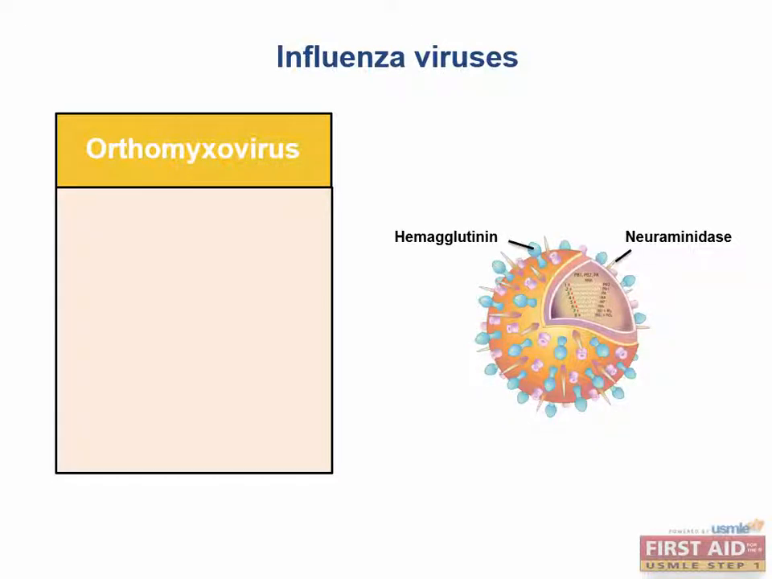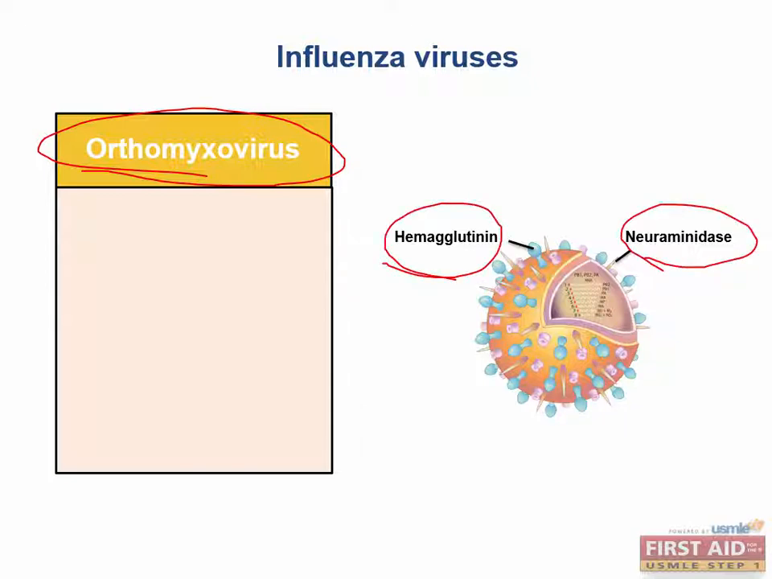The influenza virus is an important RNA virus. It is a negatively stranded RNA virus in the orthomyxovirus family. It is the only important orthomyxovirus for Step 1. The virus has two important surface proteins, hemagglutinin and neuraminidase. These proteins are responsible for entry and exit of the virus into cells.